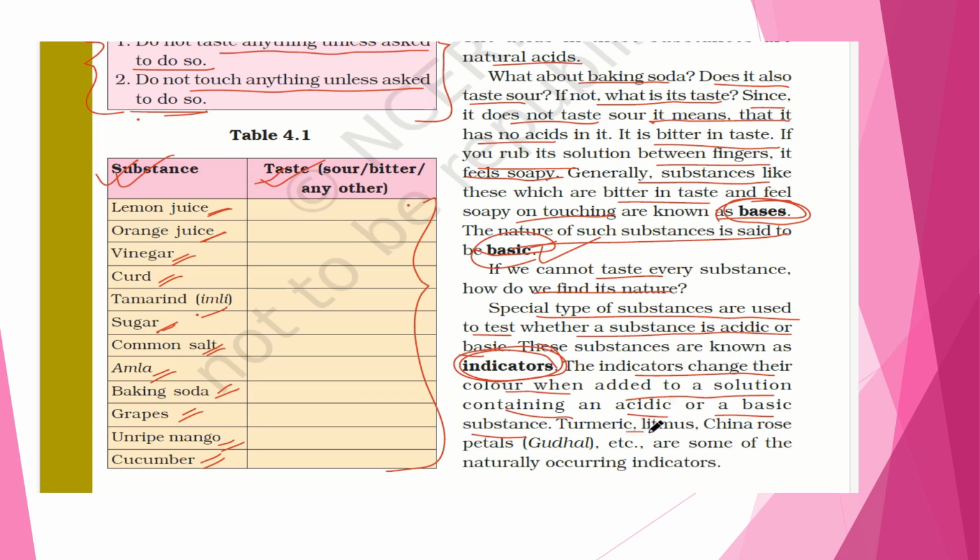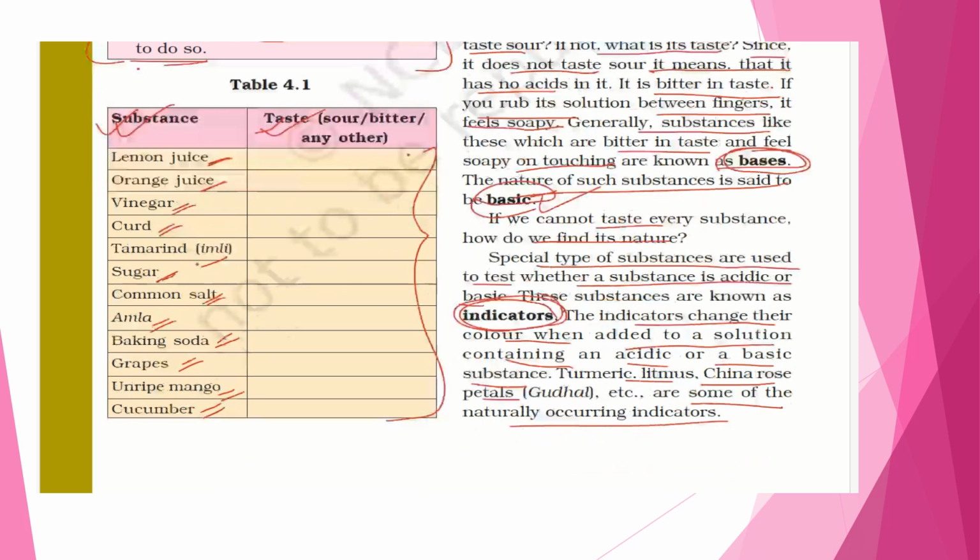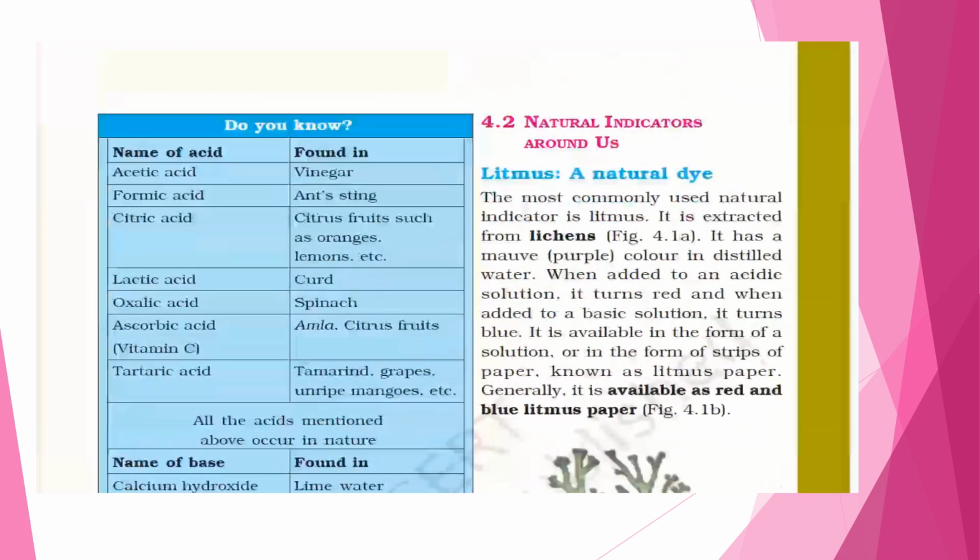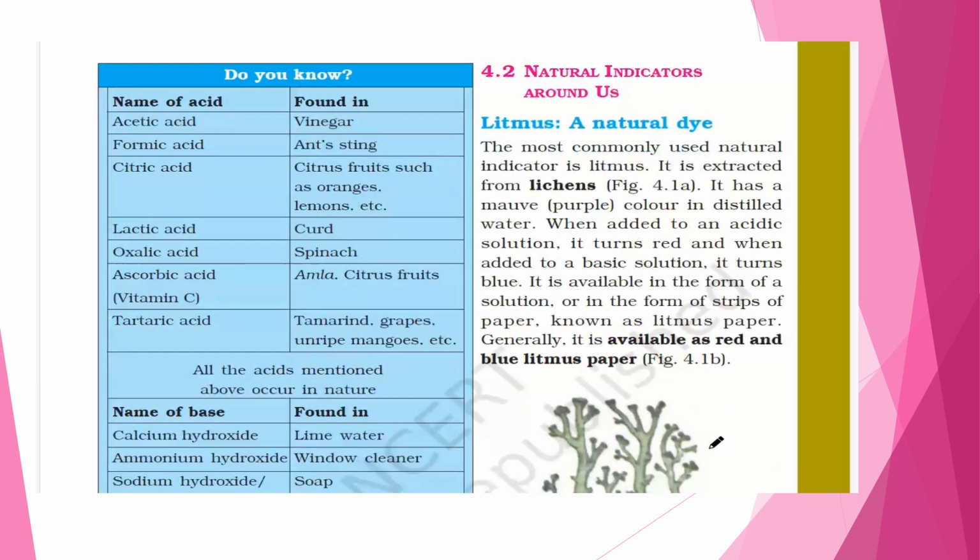Now turmeric, litmus, and china rose petals are some of the naturally occurring indicators, right? These are naturally occurring indicators which are present in nature. So, the natural indicators around us: litmus is a natural dye. The most commonly used natural indicator is litmus. And from where is it extracted? It is extracted from lichens.